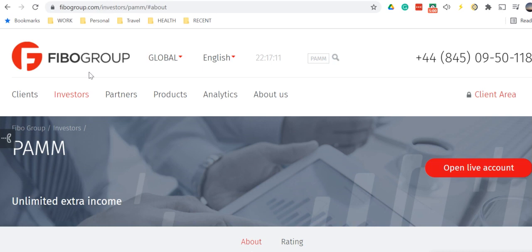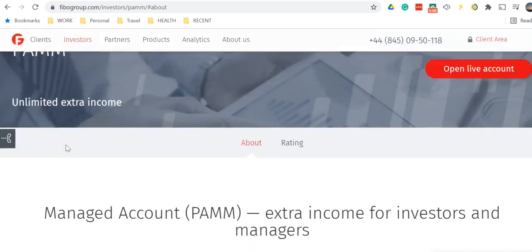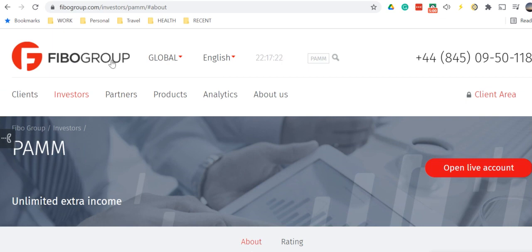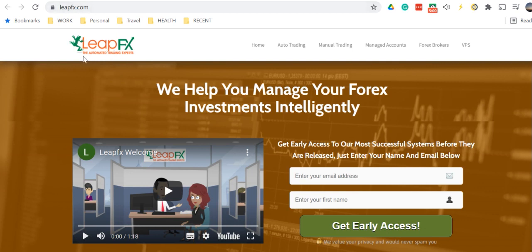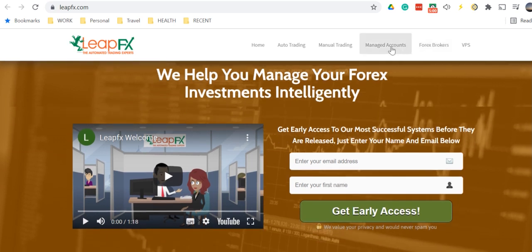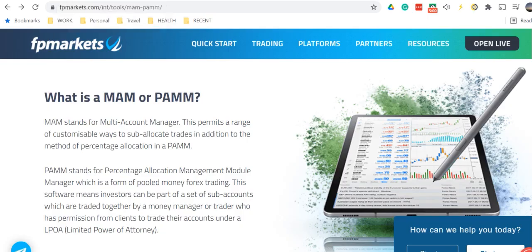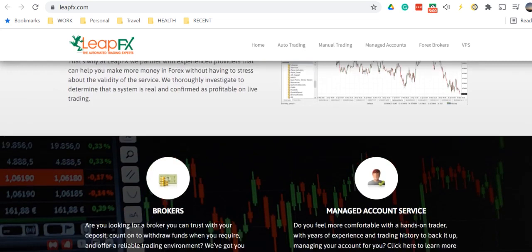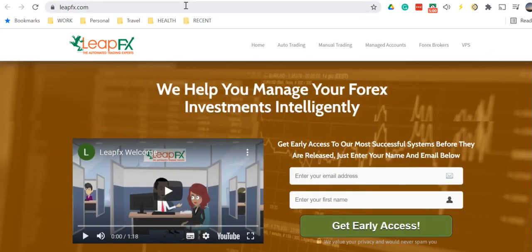And then similarly, sort of the Forex managed style of things, PAM accounts, percentage allocation, fibogroup.com, and finally LeapFX. So LeapFX sort of specializing in automating trading and helping retail clients by managing accounts for them. Again, so these three final ones are more on the FX side that came up, that did well in reviews. So yeah, that's the sort of top 5 or 6.